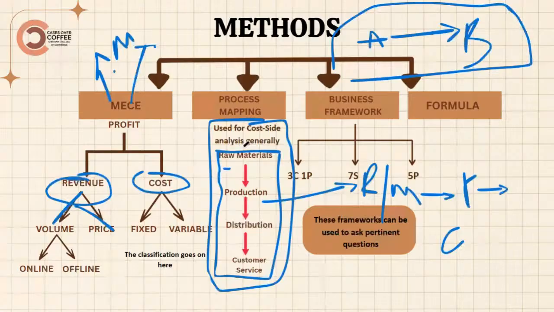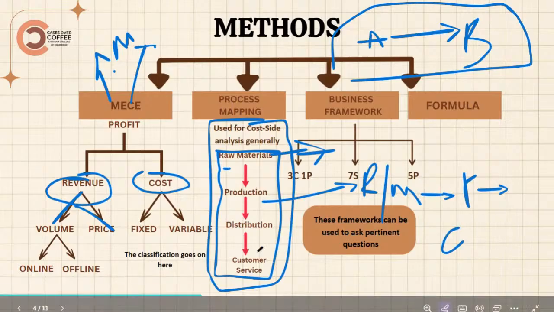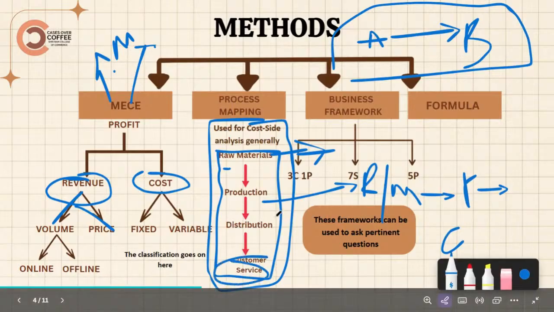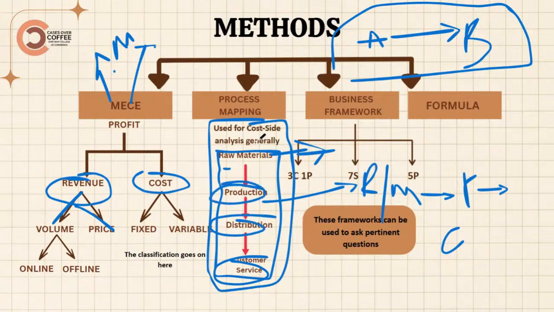For example, let's say you have been given a case that the profitability of a company has fallen down. What you will be doing is first trying to list all sorts of steps and processes, and after that you will try to find out whether the problem lies on the customer service, whether it lies on the distribution, or whether the problem lies with the production.